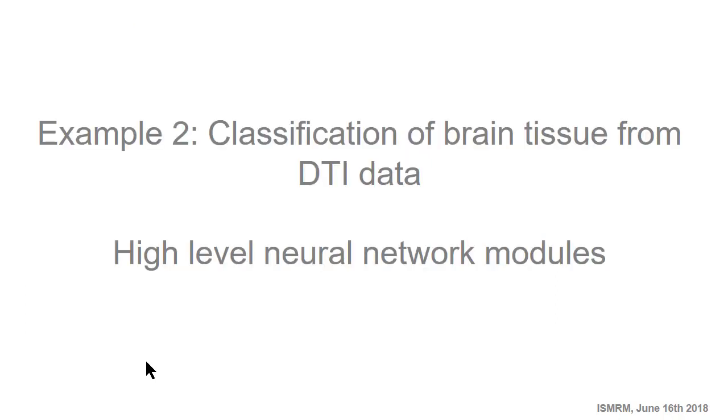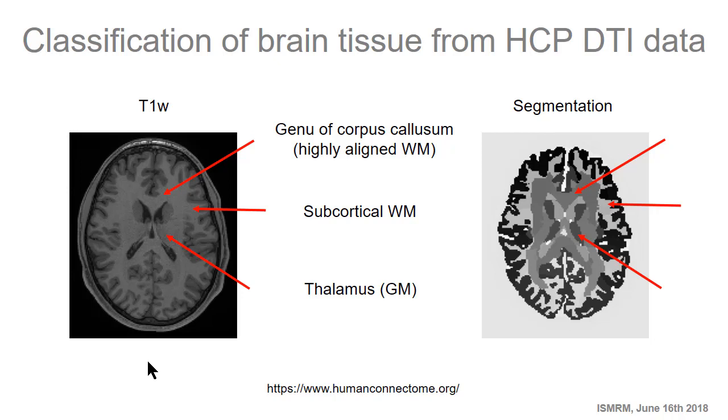So let's move to an example that's a little bit more interesting. We're going to do a classification of brain tissue from DTI data from the Human Connectome Project, and this will allow us to take a first look at high-level modules to build neural networks that are a little bit more complicated than this simple linear classifier or regression function that we had before. So this is the data, or the example, we are going to use.